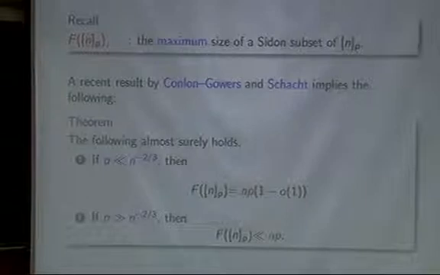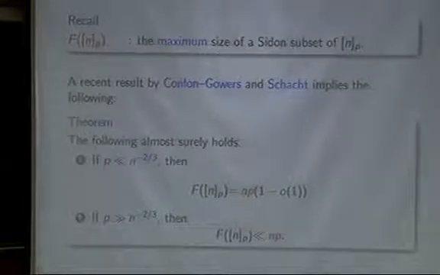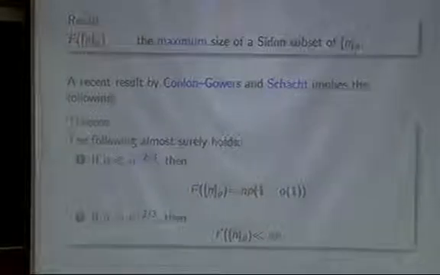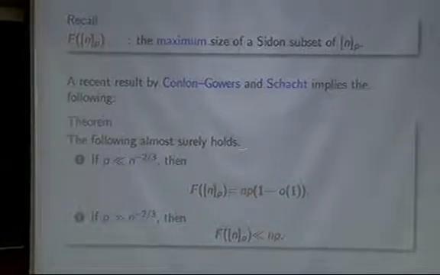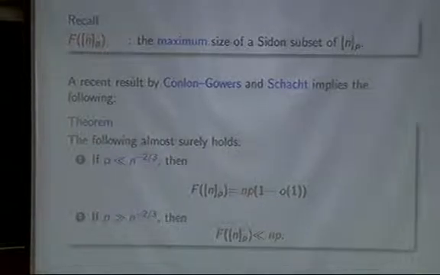And about capital F of np, there is a recent result by Conlon, Fox, Gowers, Sah, and Sawhney, which implies the following. The following almost surely holds. In here, almost surely means the probability that the following event holds goes to 1 as n goes to infinity.